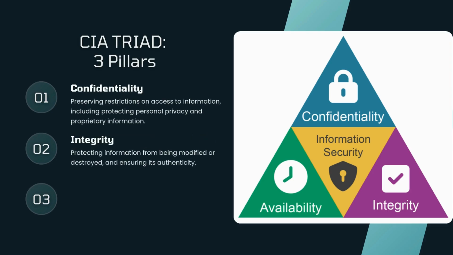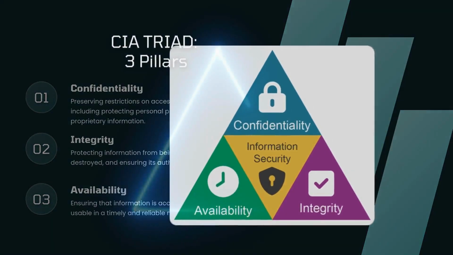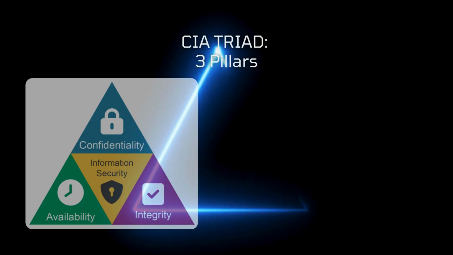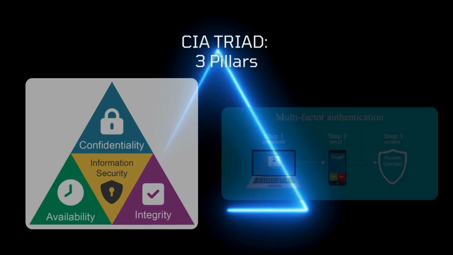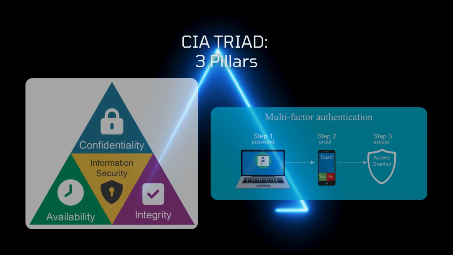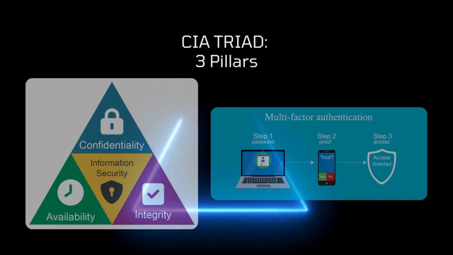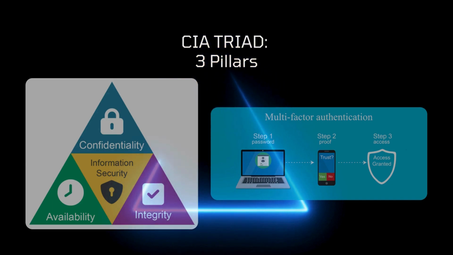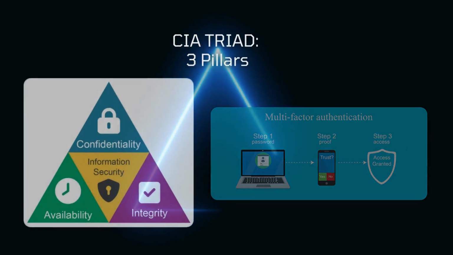Integrity, on the other hand, protects the information from being modified, destroyed, or tampered with, and ensures its authenticity. Availability ensures that the information is always accessible and usable in a timely and reliable manner. Together, the CIA Triad is often represented in a triangular pattern because each element connects with the others. For instance, implementing multi-factor authentication to protect data confidentiality can also make it harder for employees to access this data. The 3 principles work in harmony to create a robust shield against cyber threats.